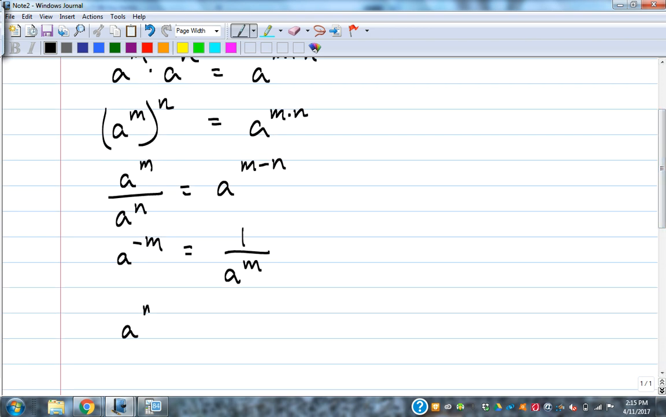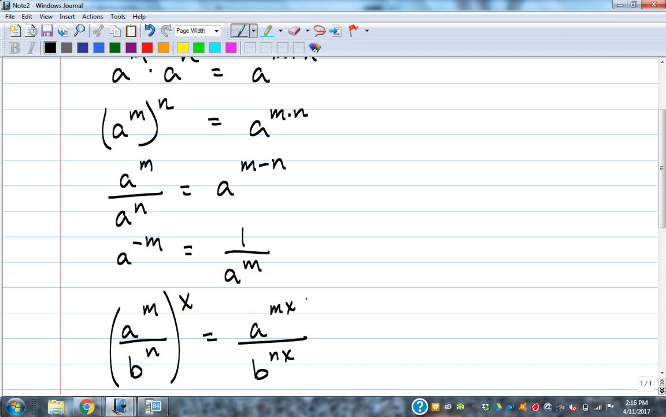Other property might be, you got a fraction, something with an exponent here, something with an exponent there, two different ones. So you can't do the subtraction rule because the bases are different. But this exponent on the outside goes back to this rule. You multiply, but it multiplies to every exponent on the inside. So that's a to the mx over b to the nx. And we're gonna do some examples where all of these are kind of thrown in there. So we gotta know or remember these particular rules as to what's going on with our exponents.